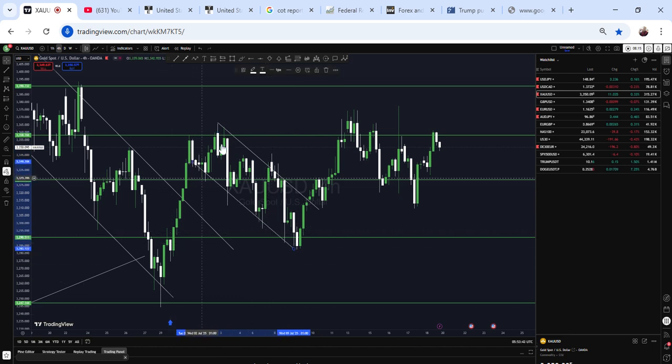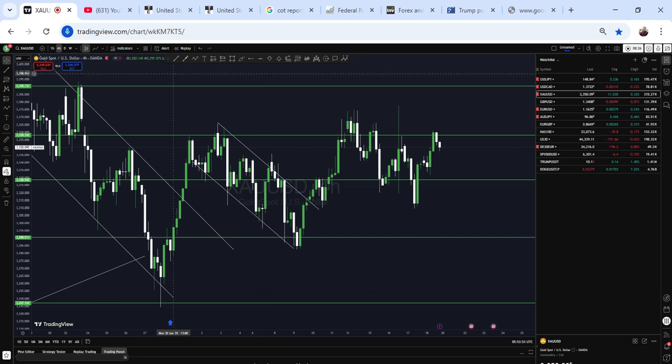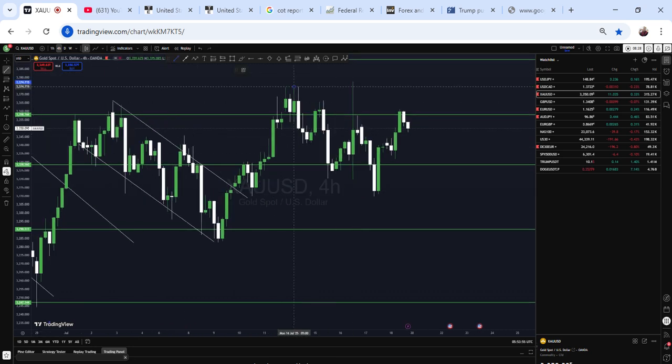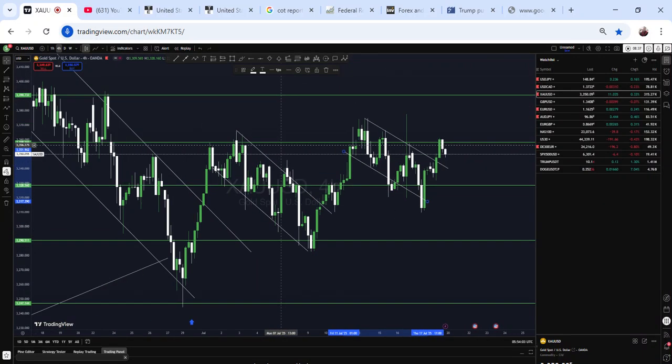This is also a bullish flag. This is a bullish flag. Impulse, correction, impulse, correction, impulse. So that is the way it goes. So we are also having another bullish flag here, which already gave us a breakout and a retest.